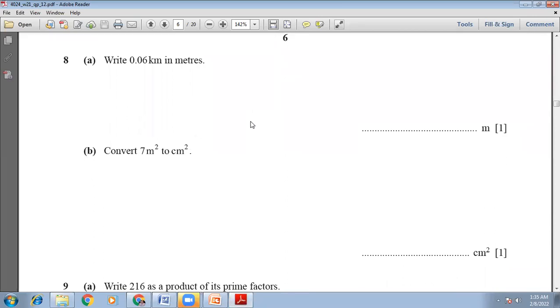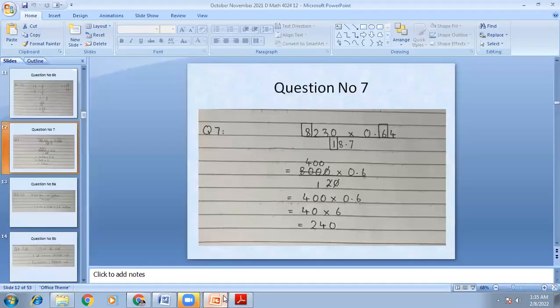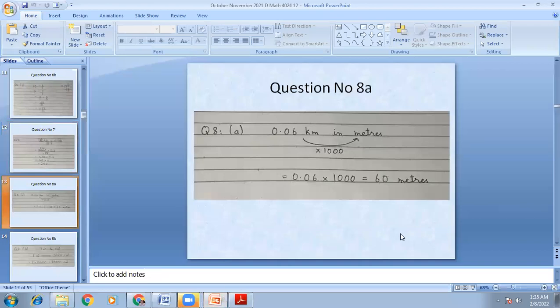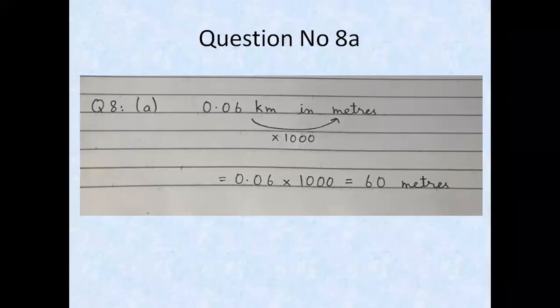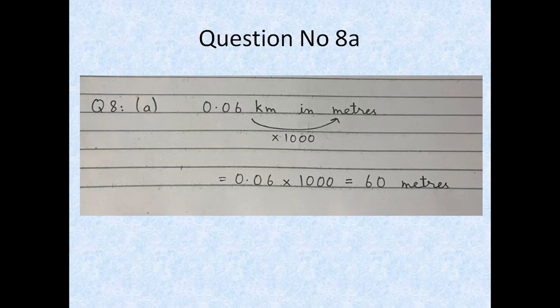Right, 0.06 kilometer in meters. In 1 kilometer, there are 1,000 meters. So if you want to convert kilometer into meters, you will multiply this with 1,000. Let me show you. So 0.06 kilometer, you want to convert it into meters, you multiply it with 1,000. So the decimal will move 3 steps to the right. So it will be 60 meters.